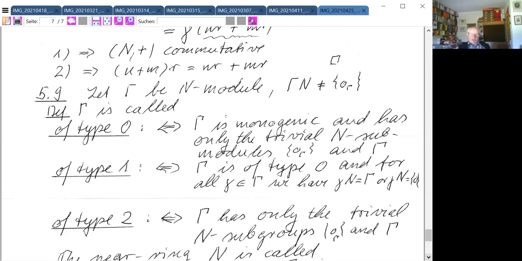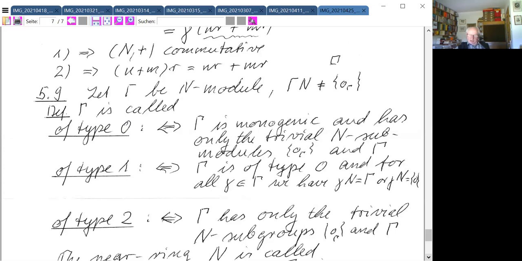Gamma is called of type 0 if it is monogenic by a suitable element. I do not say what the element is. Monogenic and has only the trivial submodules. In ring theory, one would possibly call this irreducible. The counterpart would be it has only the trivial N subgroups. This is type 2. Type 1 is in between.